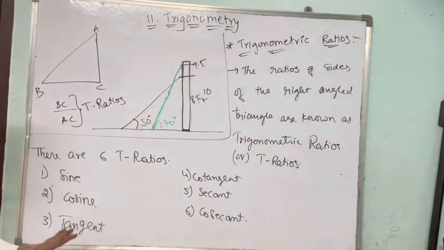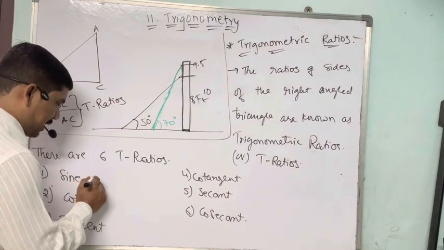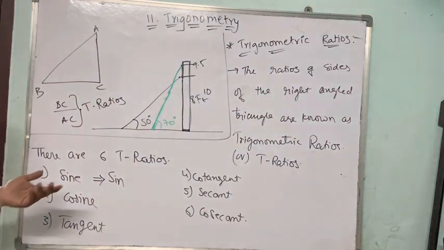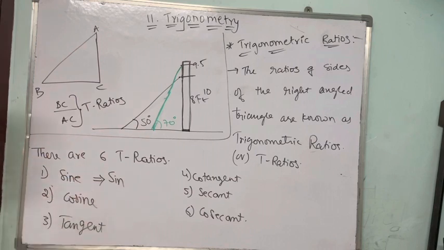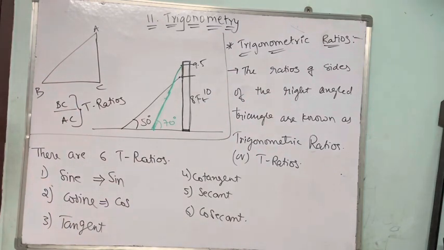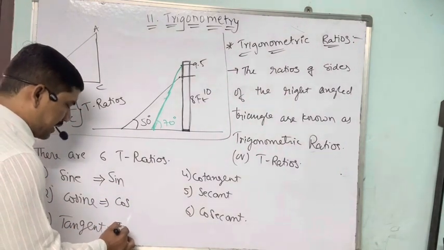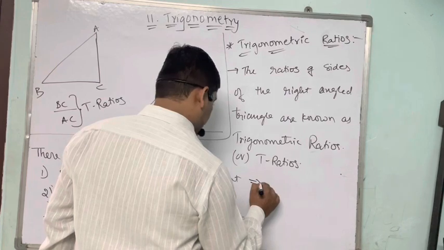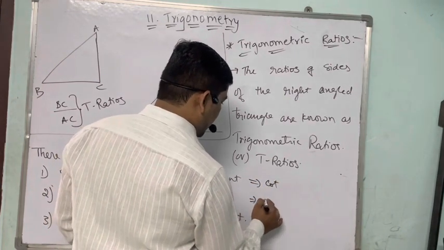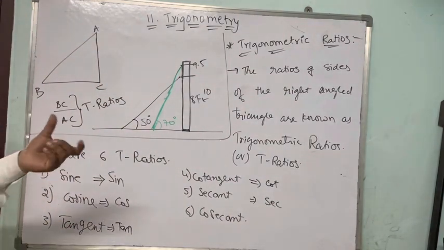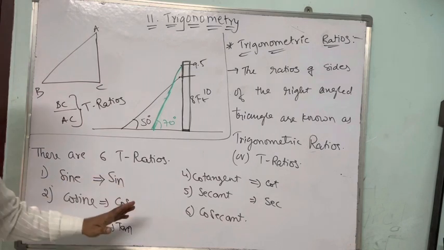Now, these 6 are the trigonometric ratios. Sine, while using in problems we will write simply as sin. Clear? Cosine, we'll write it as cos. Short forms we'll write mostly. Tangent, we will write it as tan. Cotangent, we will write it as cot. Secant, we'll write it as sec. We may pronounce the full name, but while writing we'll write the short form. You can pronounce the full name, no problem everyone.